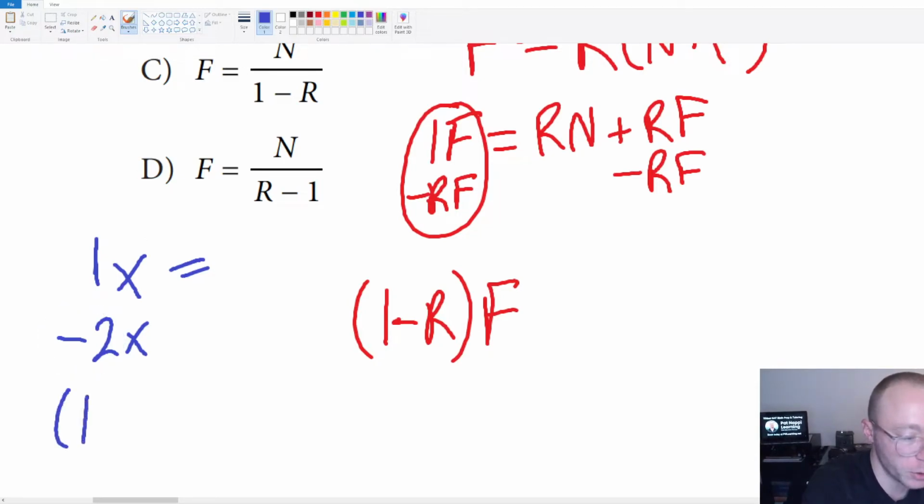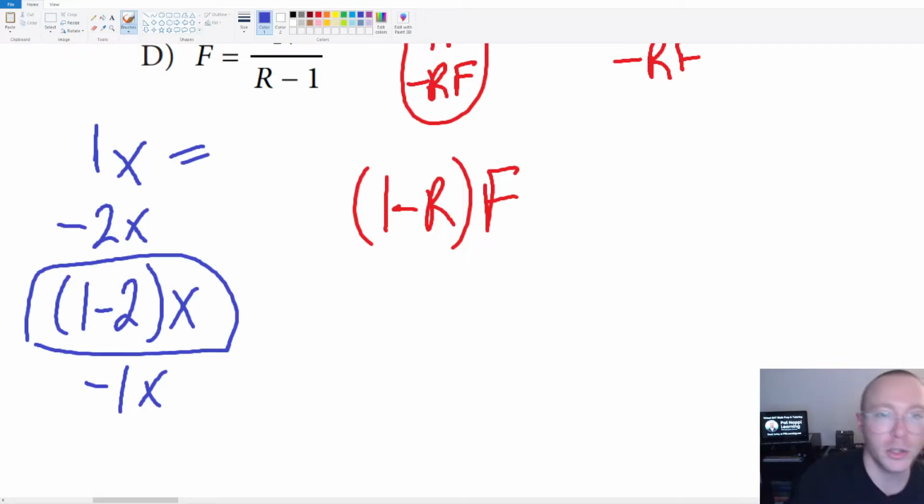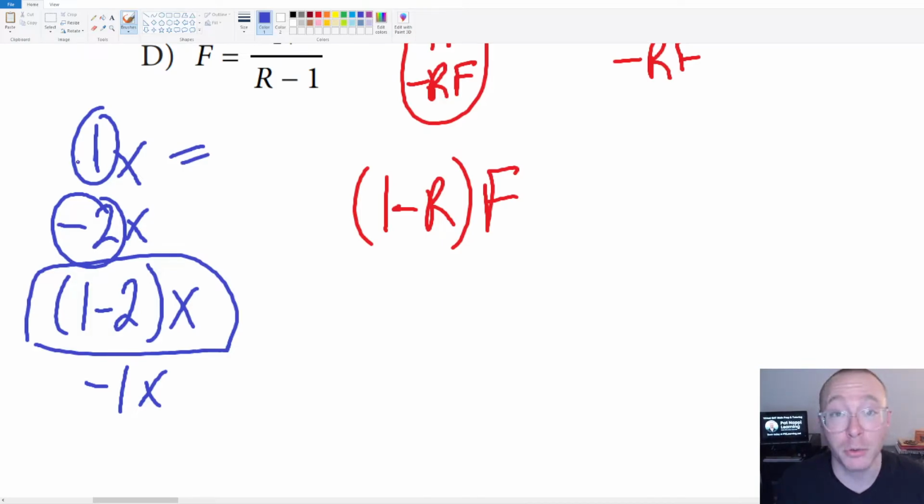We're actually doing 1 minus 2, which ends up being negative 1x. And that's how we're getting negative 1x. So if you think about it, this step right here is usually something we do completely in our heads. And it's familiar to us because we see two numbers that we recognize and we just combine those like terms.